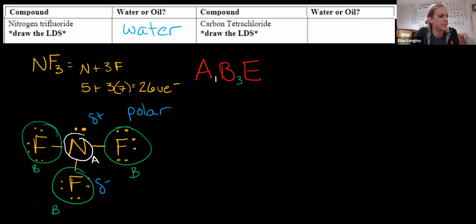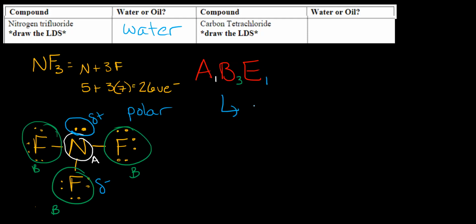What's this considered? The extra electrons. Yeah, a pair of lone electrons, there's 1 pair of electrons. So it's AB3E. So what shape is that? Trigonal pyramidal. Yeah, trigonal pyramidal.